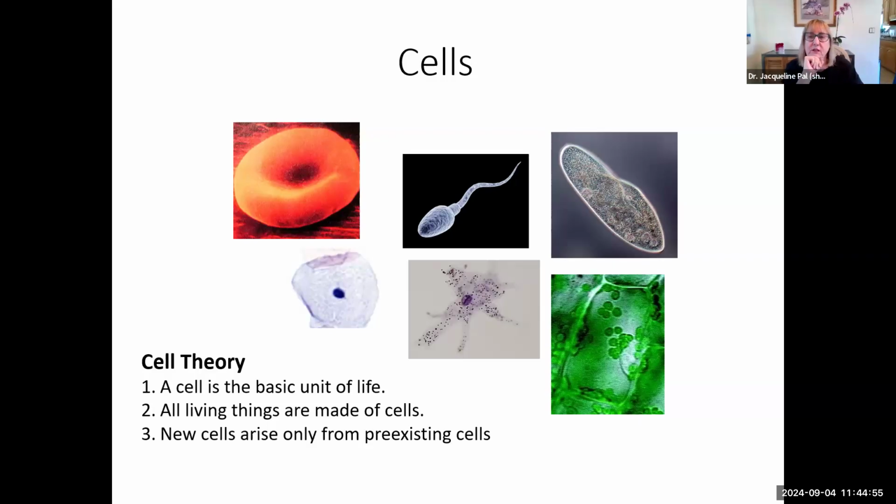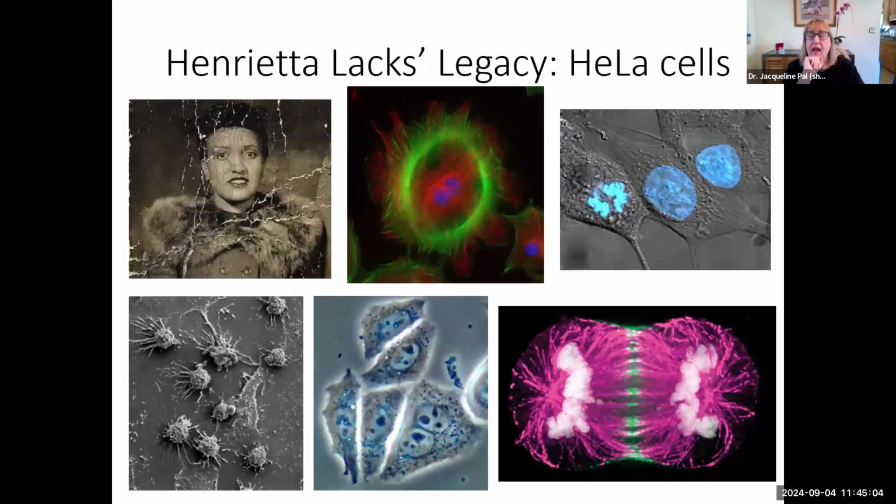But first, I want to take a little diversion and tell you about a really important person when it comes to learning about cellular biology. That person is Henrietta Lacks, and her legacy is what are called HeLa cells. When we name cells, they are named for the person from whom they came: the first two letters of the first name followed by the first two letters of the last name. So Henrietta Lacks gave us HeLa cells.